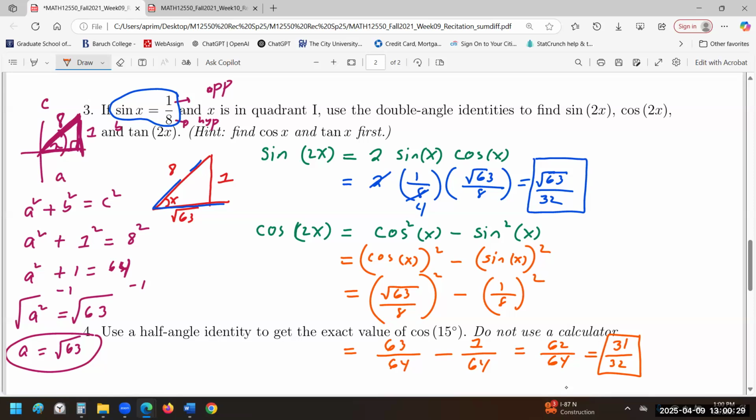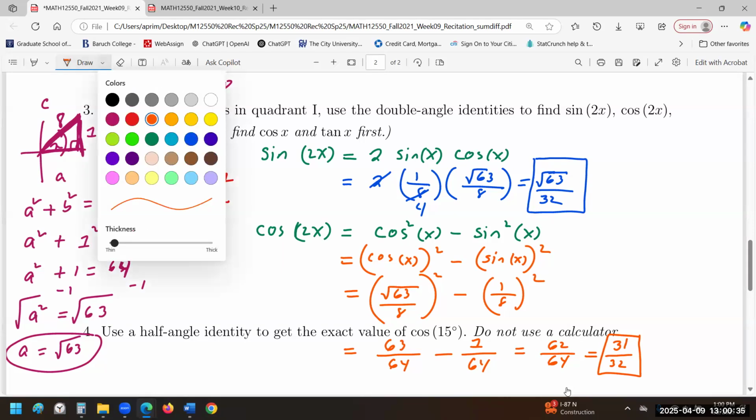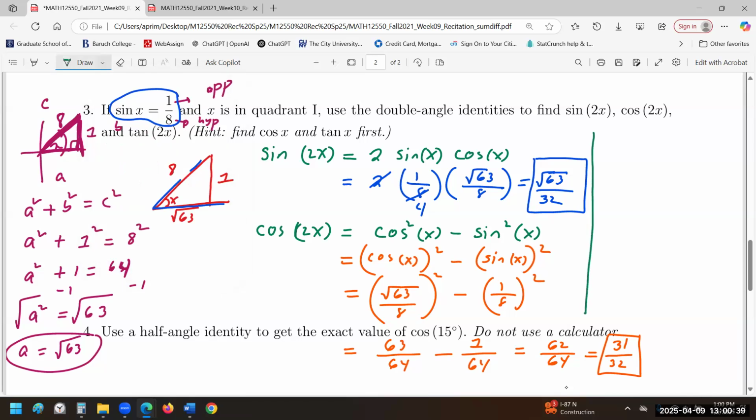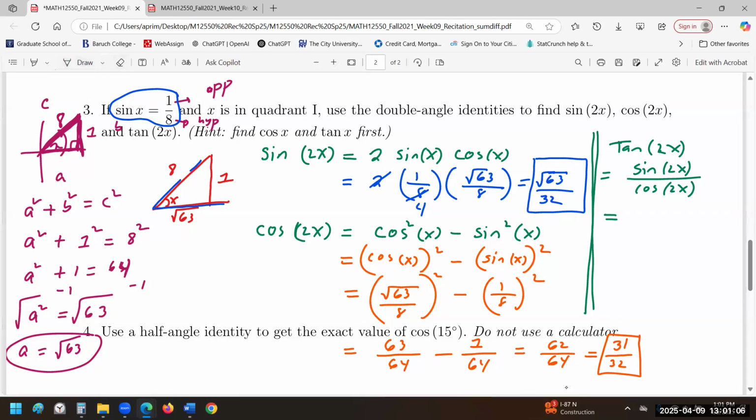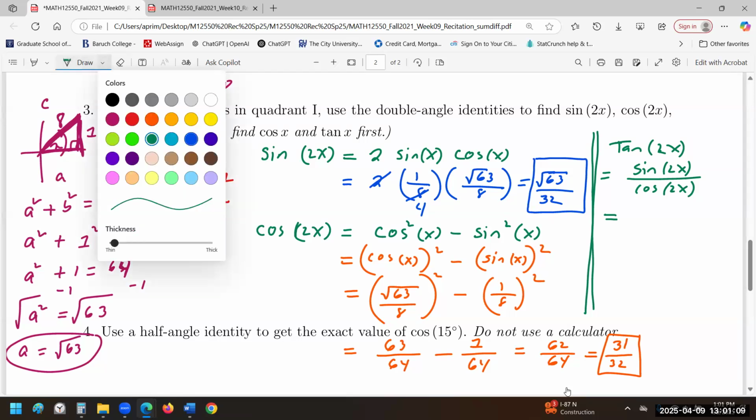So for tangent, we don't have to use any formula because we already have sine and cosine double angle. So tangent is easy. We are going to use whatever we have. Tangent 2x is sine 2x over cosine 2x. You can use one of the formulas tangent has, but I don't want to bother with that because I already have what I need. Change the color to blue. No, I already have blue. Purple. No, pink.